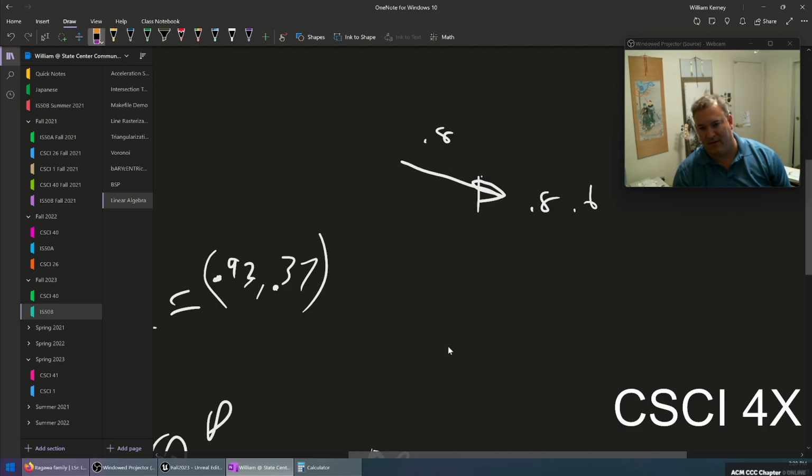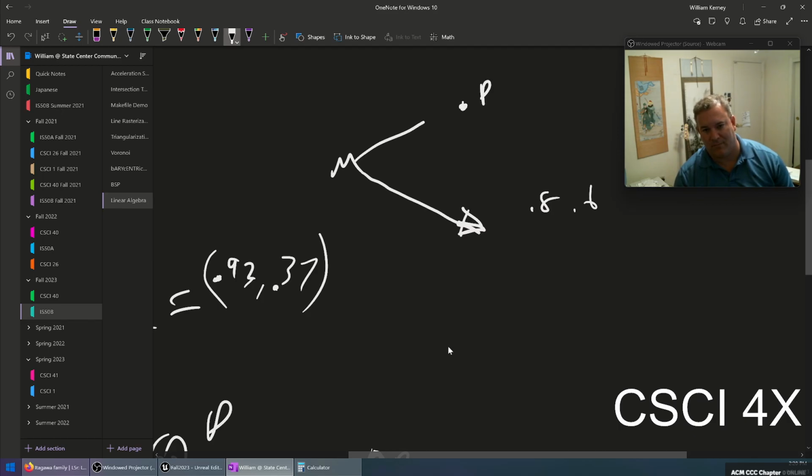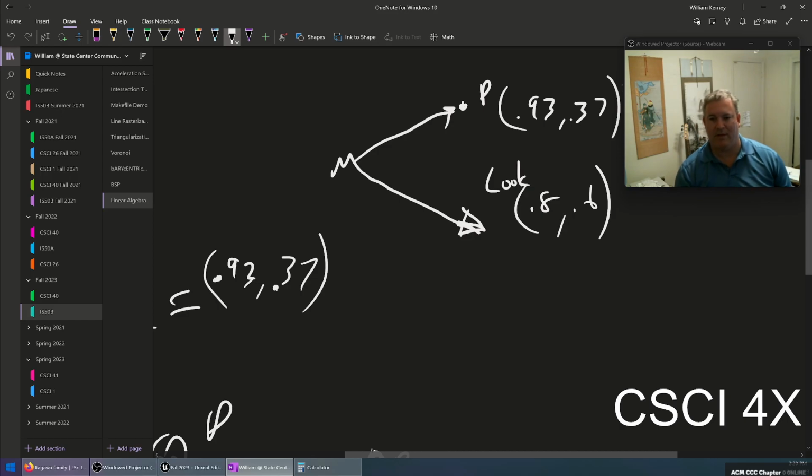Do you guys understand? The monster is looking southeast, and then the player is kind of like in this direction. The monster is looking in that direction, and the player is at 0.93, 0.37, so it's like east and a little bit up. And this is the look vector of the monster, 0.8 to the right, 0.6 down.